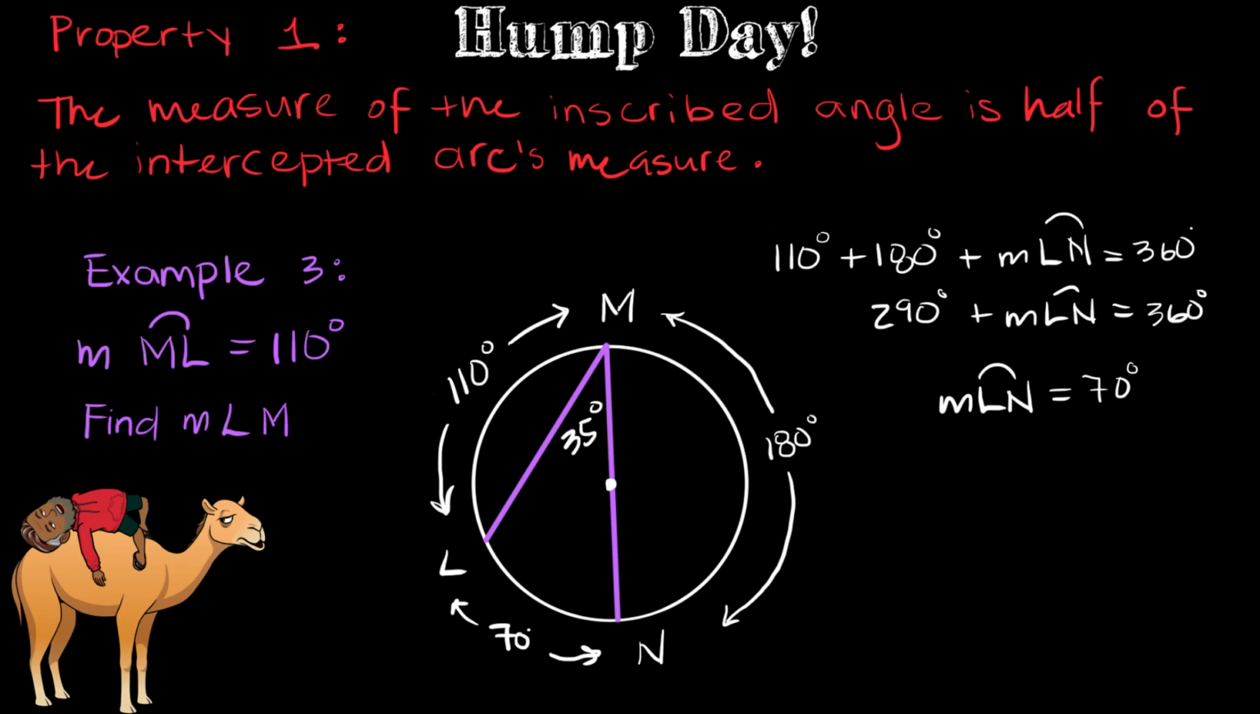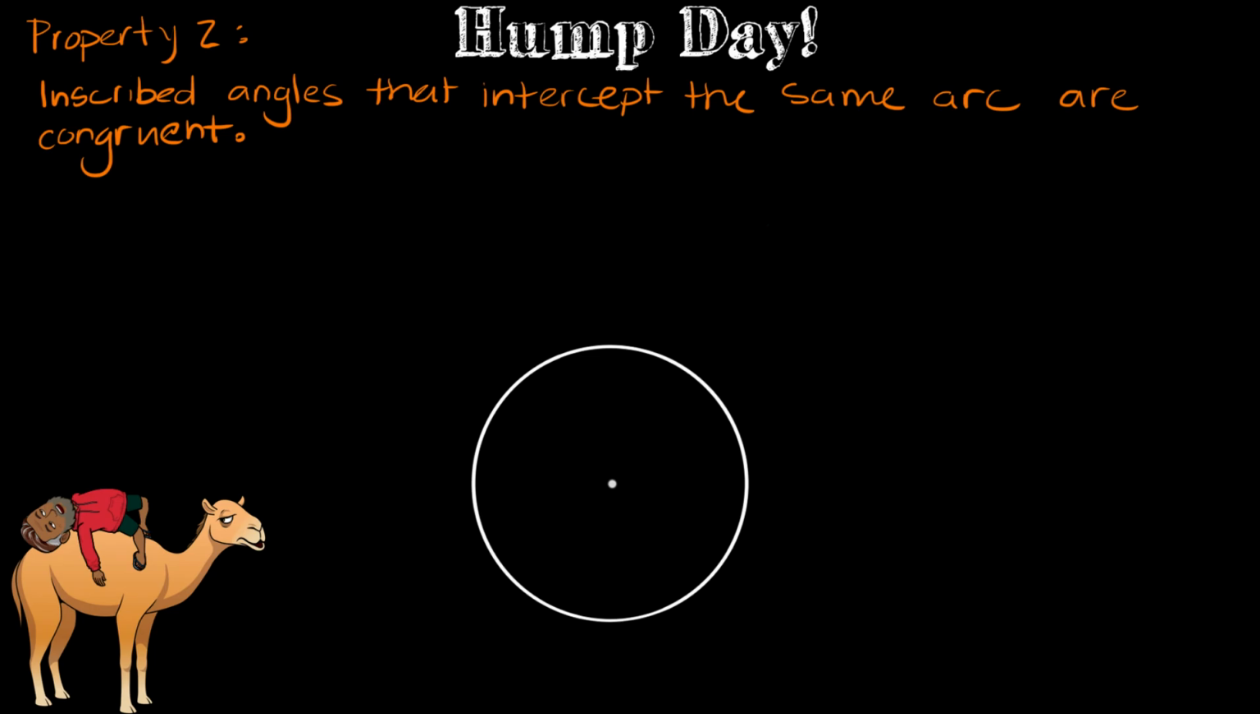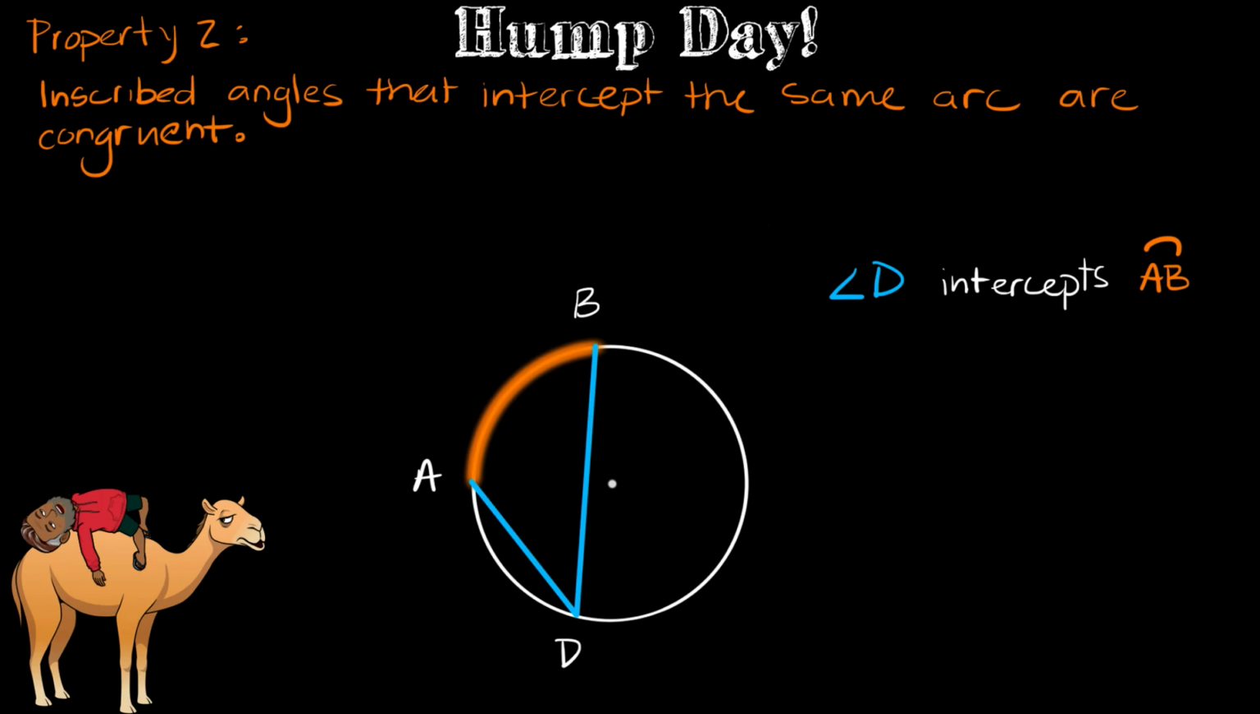All right, now, before we go to our last example, I want to take a look at one more thing. So imagine I have a circle, and we just focus on an arc. We have arc AB. What I can say about arc AB is that I can draw a lot of different inscribed angles that intercept that arc. For example, my first inscribed angle could be this angle right here, angle D. Angle D intercepts arc AB.